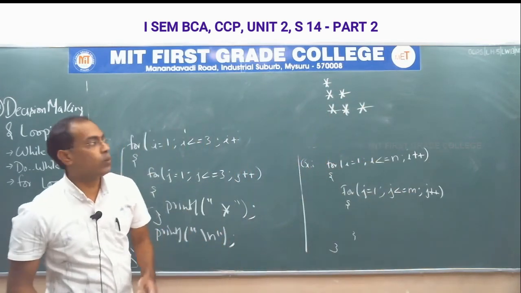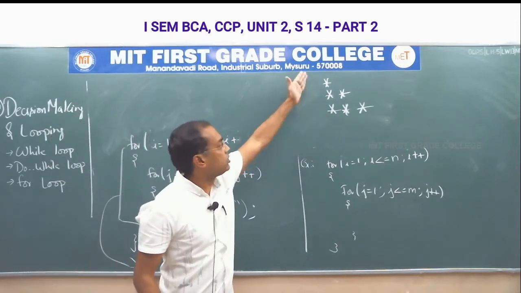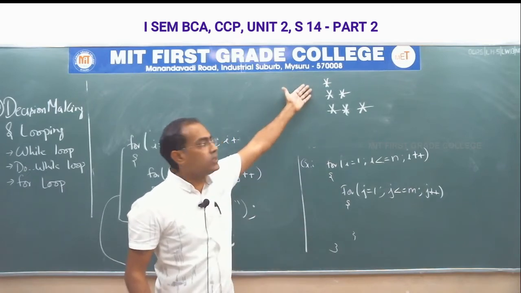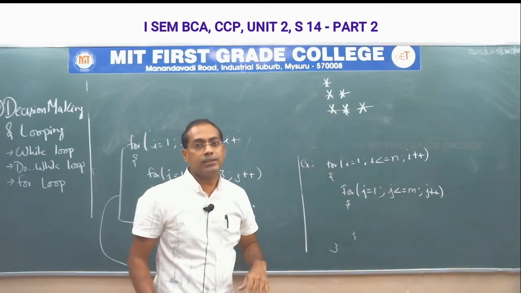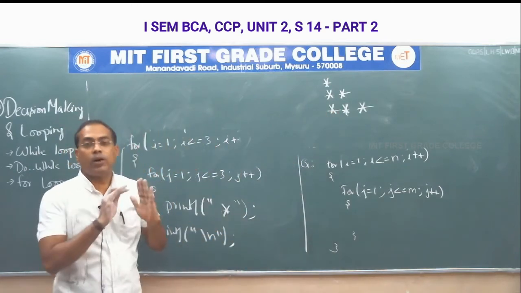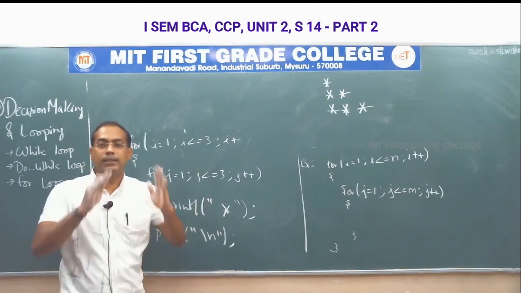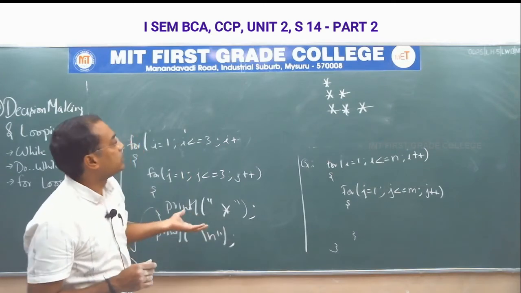The next example I want to discuss is, I want the pattern of stars to be exactly like this as the output. The first line 1 star, second line 2 stars, third line 3 stars. In the previous example all the rows were equal, but now it is something like a triangle kind of format. How to do this?